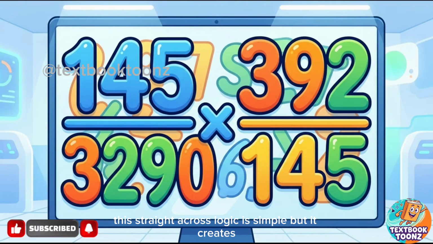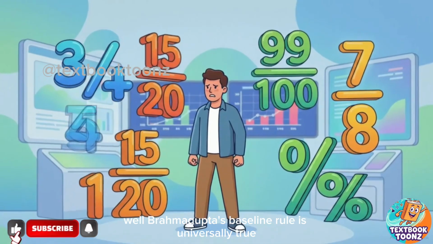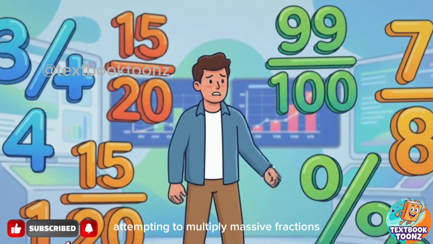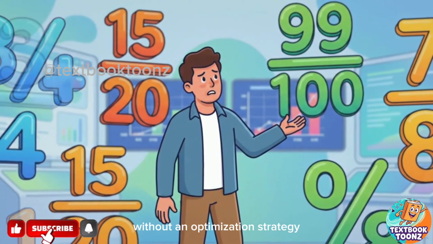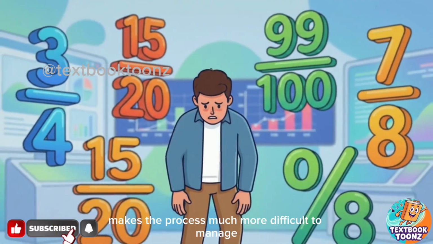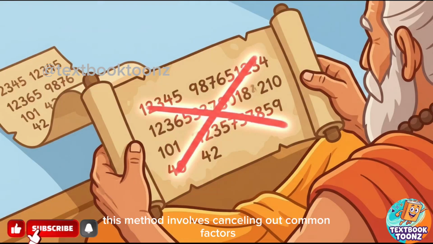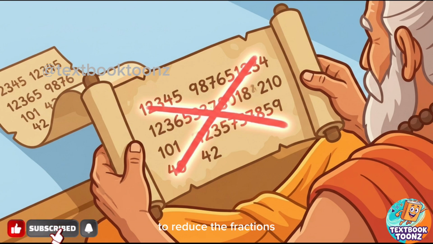This straight-across logic is simple, but it creates a computational bottleneck as soon as the numbers get larger. While Brahmagupta's baseline rule is universally true, attempting to multiply massive fractions without an optimization strategy makes the process much more difficult to manage. Ancient Jain scholars addressed this bottleneck using a technique called Apavartana. This method involves canceling out common factors to reduce the fractions before you even start the multiplication.